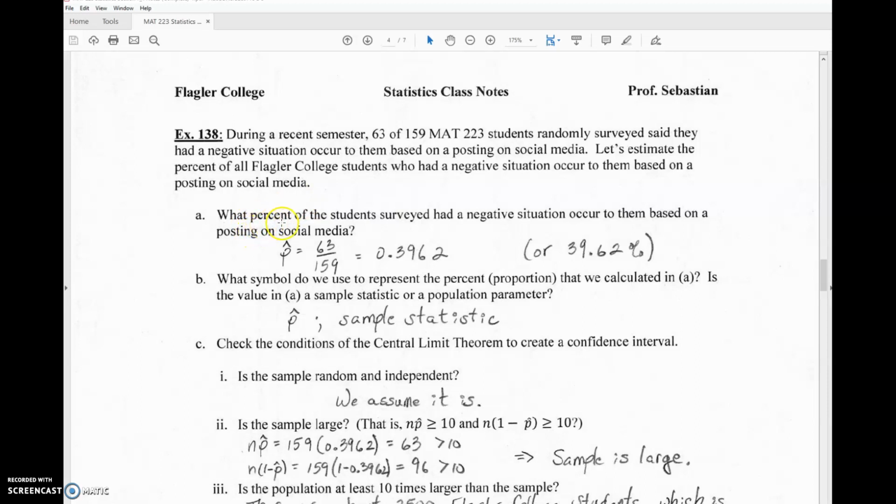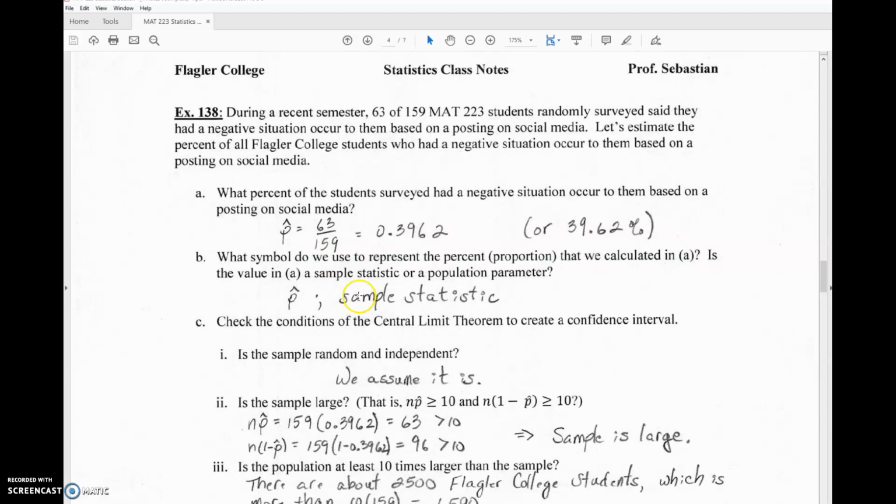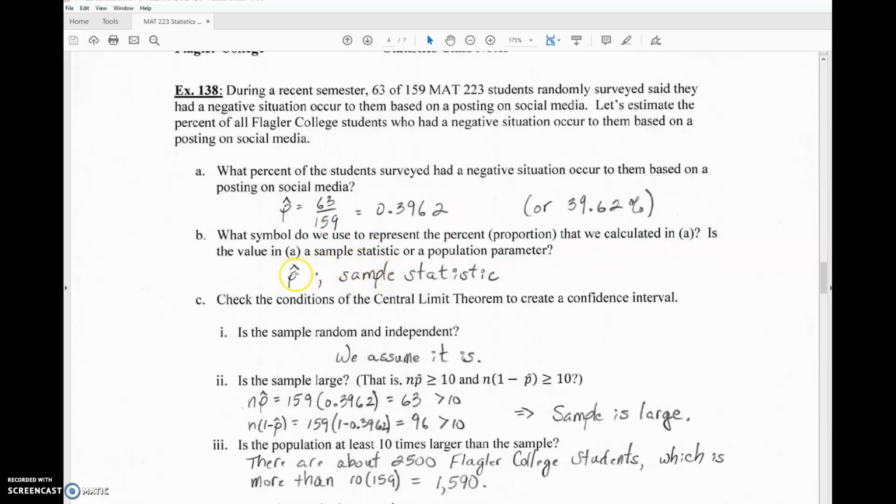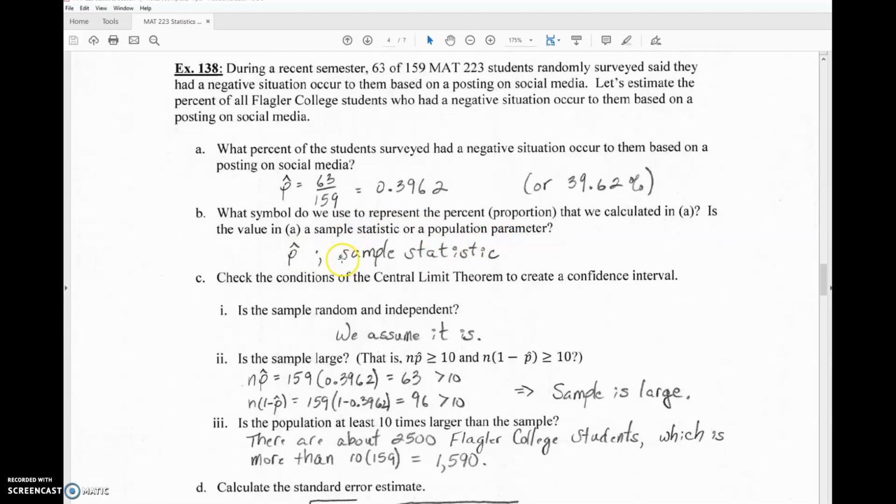First of all, what percent of the students surveyed had a negative situation occur to them based on a posting on social media? This is the percent of the students surveyed, which is p hat. So we had 63 out of 159. If you change that to a decimal, that's the proportion, which is 0.3962 or 39.62%. And the symbol we use to represent that percent or proportion is p hat. That's the value of the sample statistic. Remember, we're trying to estimate the population parameter, which we don't know.